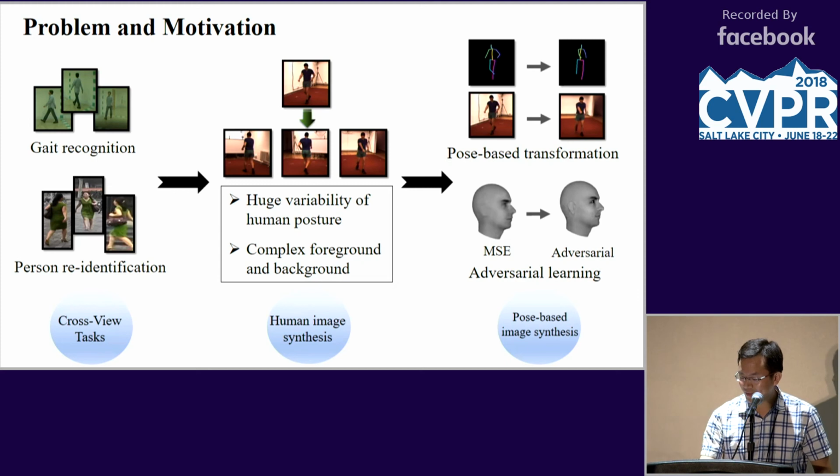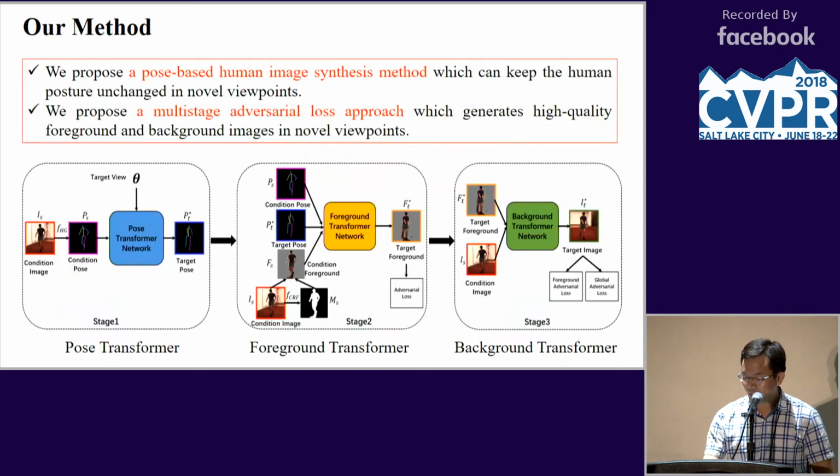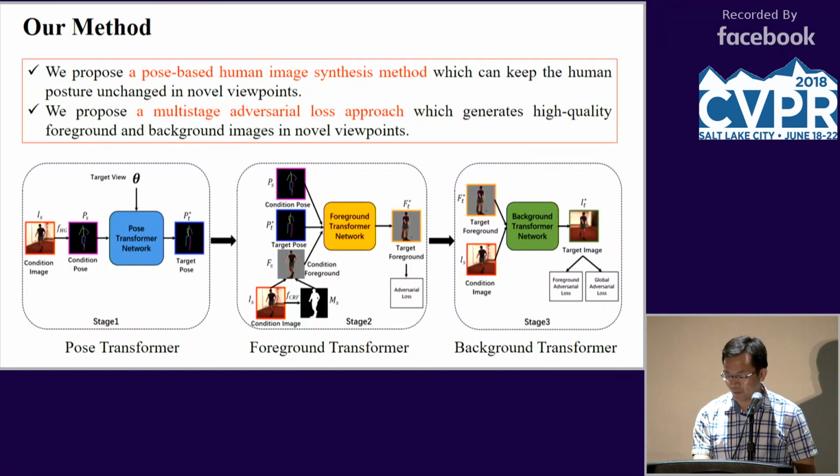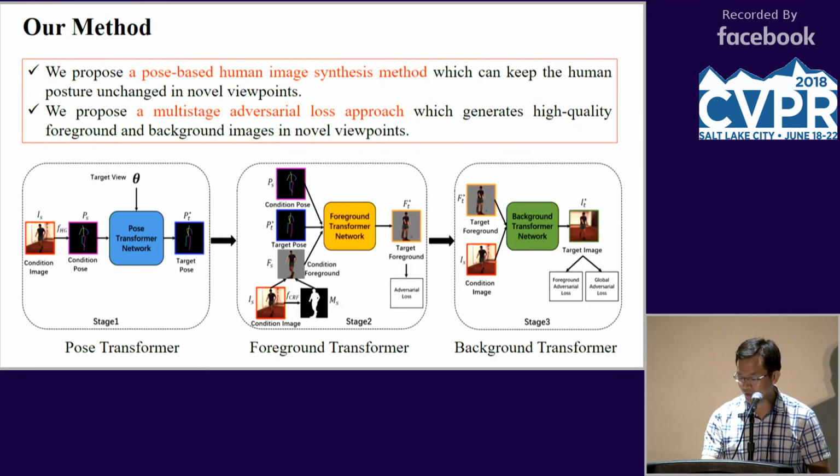However, human image synthesis is very challenging due to the huge variability of human posture, and complex foreground and background. To keep human posture correct in all viewpoints, modeling human pose is a very natural choice. Moreover, adversarial learning is widely used in image generation due to the multimodal characteristic. So, in this paper, we propose a pose-based human image synthesis method which can keep the human posture unchanged in all viewpoints.